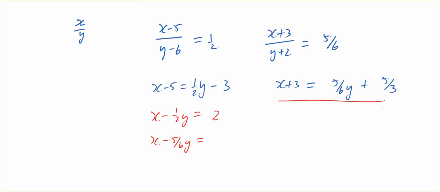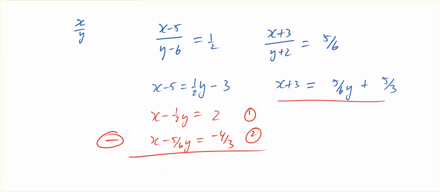So we've got 5 on 3 subtract 3, which means 3 is the same as 9 over 3. So 5 over 3 subtract 9 over 3 is minus 4 over 3. Now, I've got two equations, and you can see that the x's are nicely lined up, so I can do a subtraction. So x minus x goes away, and again we've got another fraction to contend with.